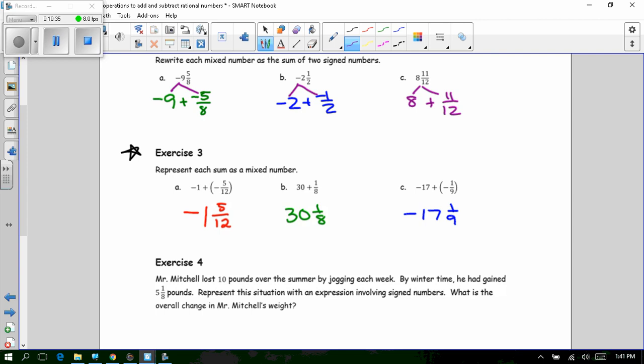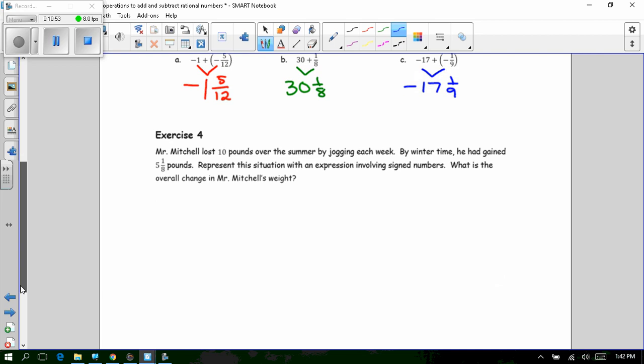All right, and then example 3, go the opposite direction. I'm going to take these two and put them together. So I should have -1 and 5/12. Then you should have 30 and 1/8. And then you should have -17 and 1/9. All right, let's do exercise 4 together.